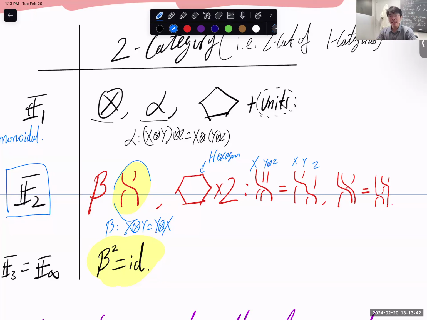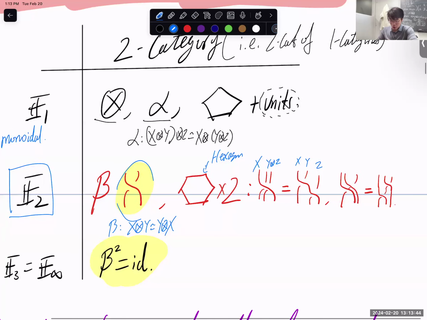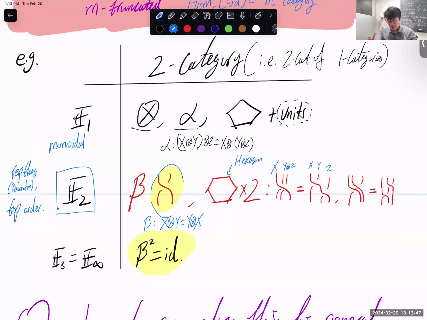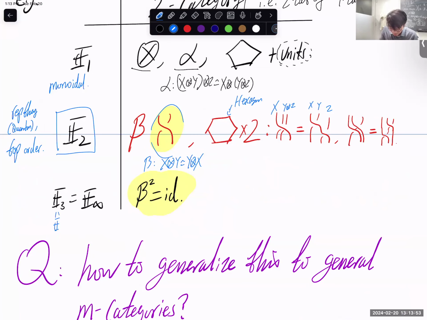Okay. And lastly, in two-category land, it turns out that after E2, you just get to E infinity. So E3, E4, all of these things are equal to E infinity.